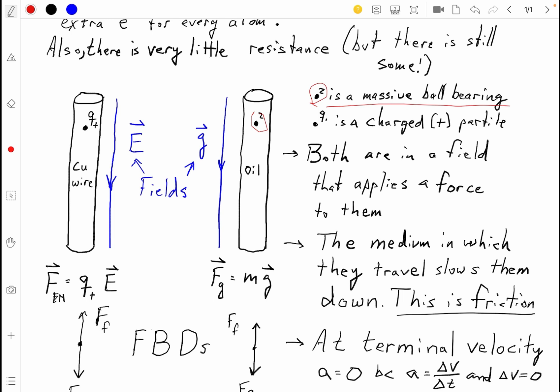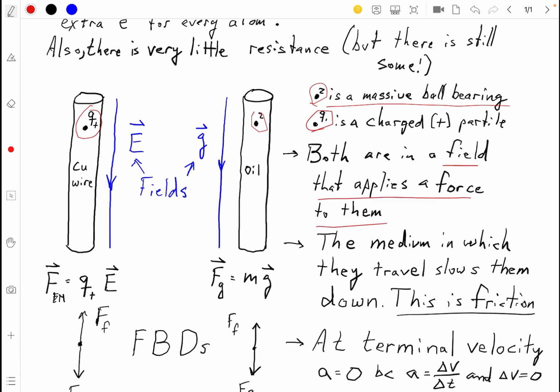Well, we also have an E field and some charge here in a wire. Okay, it's a copper wire. So this guy is also going to interact with the E field, not the G field, but the E field, and it's going to want to go down the electric field as well. So both these things are wanting to move down because there is a field that's applying a force on them.